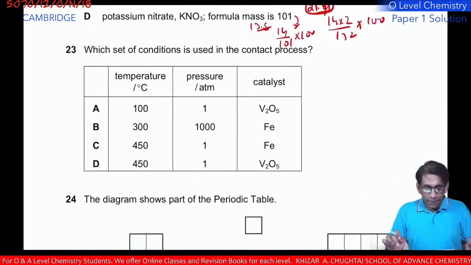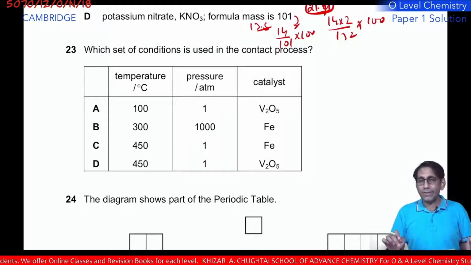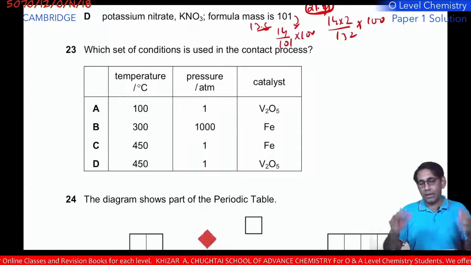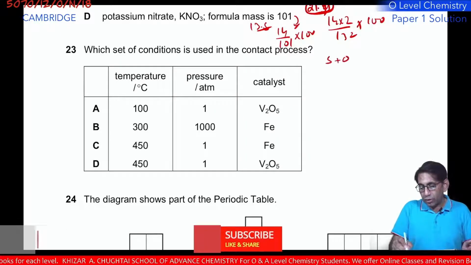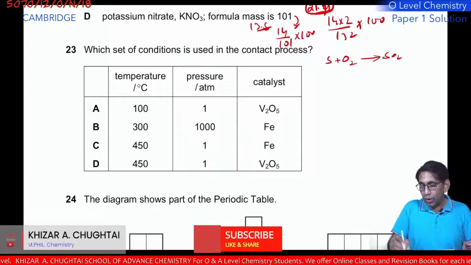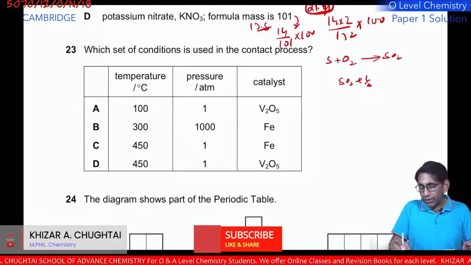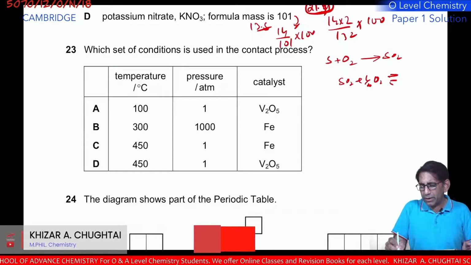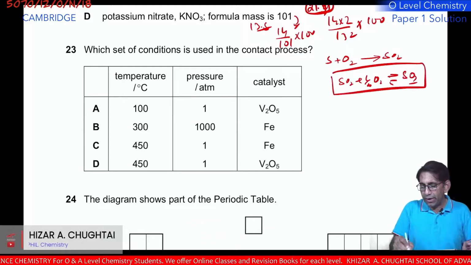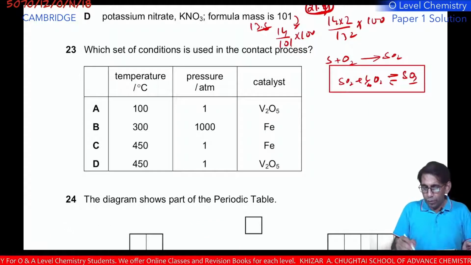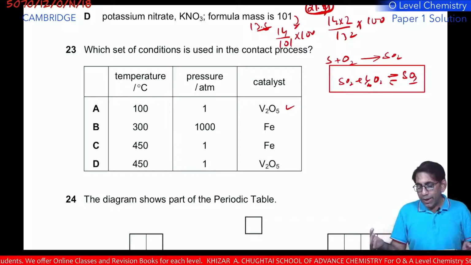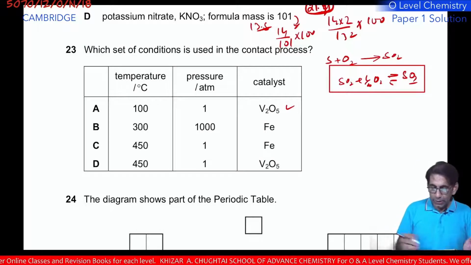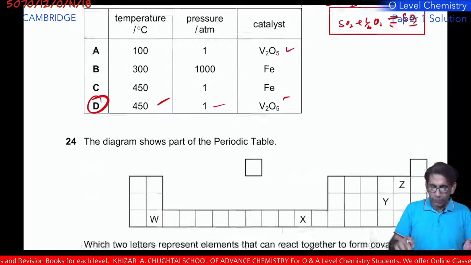Question number 23. Which set of conditions is used in the contact process? Contact process is the process in which we synthesize sulfuric acid. First of all, sulfur reacts with oxygen to make SO2. Then SO2 is allowed to react further with oxygen. This is a reversible reaction to make SO3. That is the main important reaction. And here we use vanadium(V) oxide, 1 or 2 atm pressure, and 450 degrees Celsius. So D is the correct option.